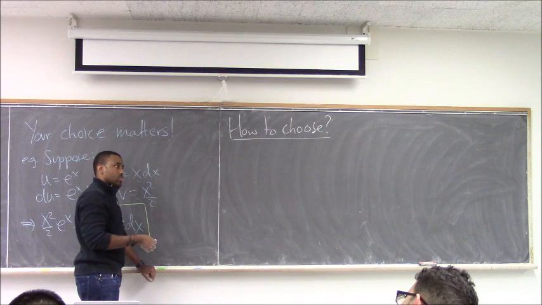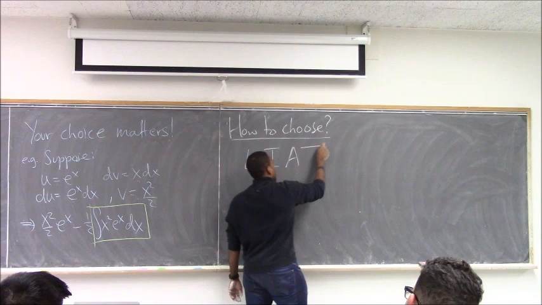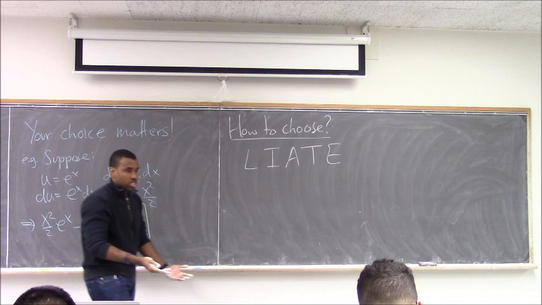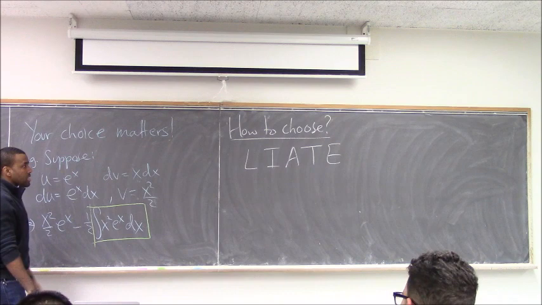Yeah. For u, you use LIATE. LIATE. So it turns out there's a mnemonic that we came up with purely by trial and error, because like I said, integrals aren't straightforward. You come at them with a strategy, oh yeah, I'll always do this because it'll make this easier. It doesn't always work out. So through many years of trial and error and blood, sweat, and tears, we've come up with a way that works better most of the time. And that way is called LIATE.